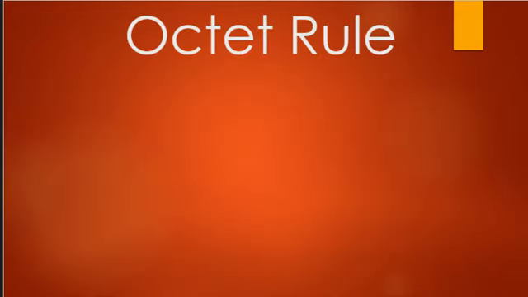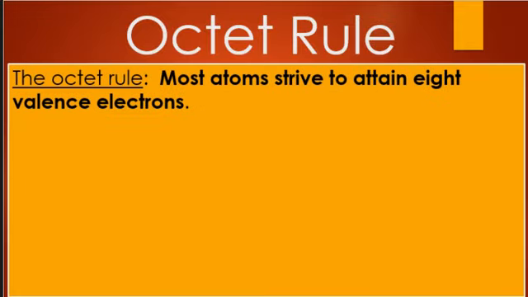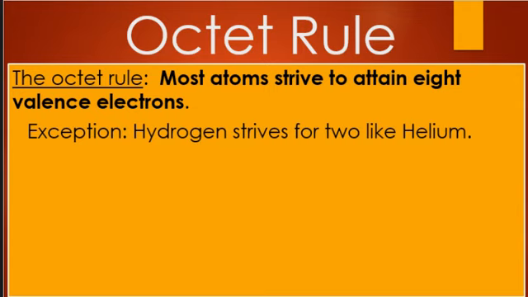Okay, which brings us to the octet rule. The octet rule says most atoms strive to attain 8 valence electrons, to have those 2, 4, 6, 8 dots around it like that. Most atoms, notice it says most, we can't say all because you can never really say all. Most atoms strive to attain 8 valence electrons. The exception, of course, would be hydrogen. Hydrogen wants to have 2, like helium. So hydrogen only wants 2.